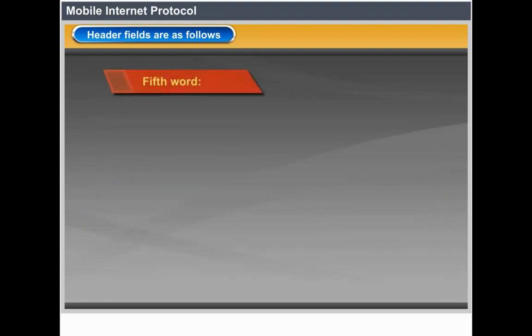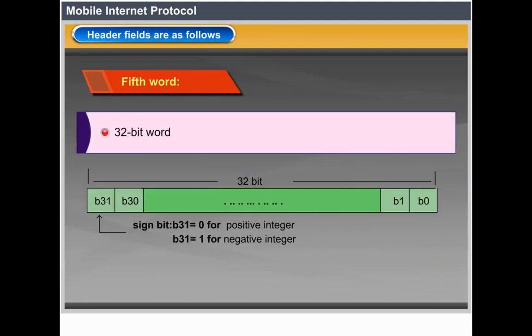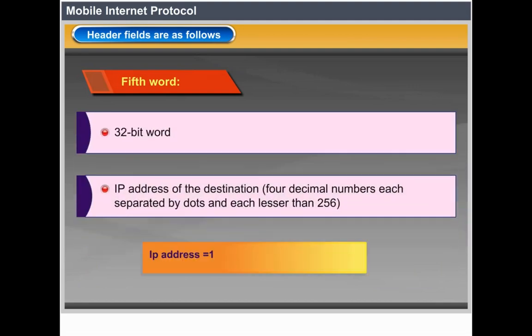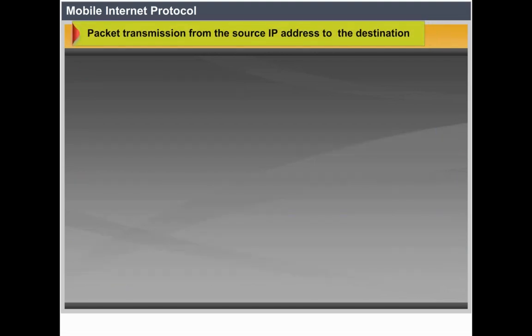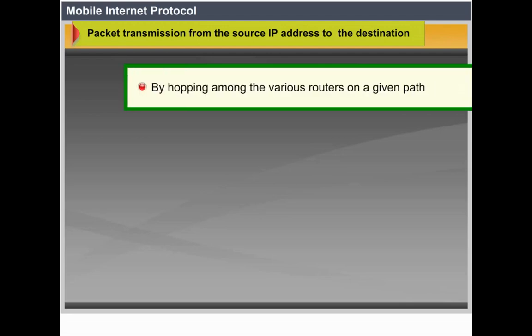ns1.ns2.ns3.ns4. Fifth word: a 32-bit word. IP address of the destination. 4 decimal numbers, each separated by dots and each lesser than 256. Example: destination IP address nd1.nd2.nd3.nd4. Packet transmission from the source IP address to the destination.